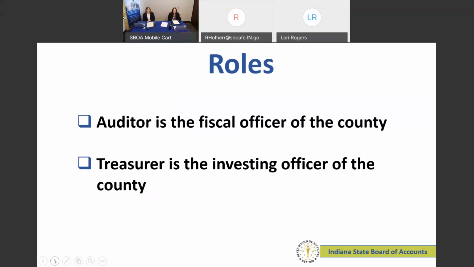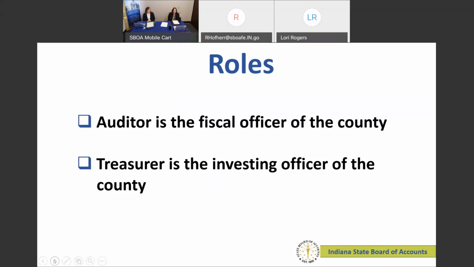auditor's role is you're the fiscal officer of the county. You're keeping the official record, official ledger of the county. The treasurer is the investing officer of the county, holding the cash. That's their primary role. So with the auditor and treasurer, segregation of duties is largely handled in the Indiana Code.